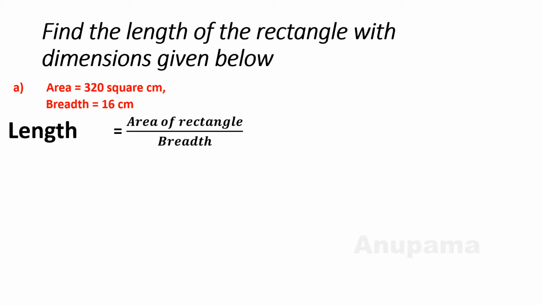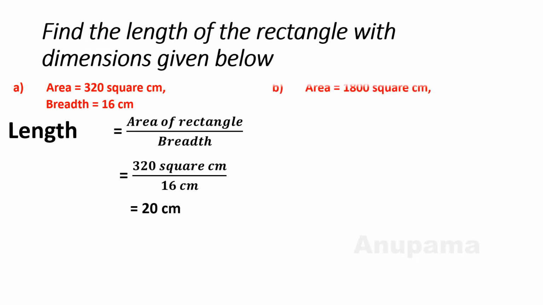Let us solve few questions. We need to find out the length of the rectangle with the dimensions given below. So here are the dimensions. Area is given to us, that is 320 square centimeters, and breadth is given to us, that is 16 centimeters, and we need to find out the length. So we will use the formula directly. We know that length equals area of rectangle divided by breadth. Let us put the values: 320 square centimeters divided by 16 centimeters. Just divide it and you will get 20 centimeters. Always remember the unit of length is centimeter, but the unit of area is square centimeters.